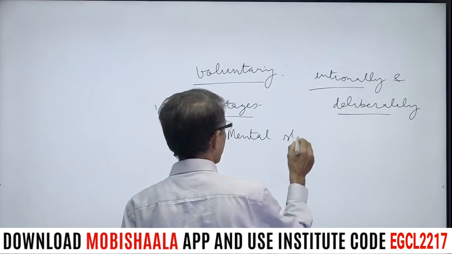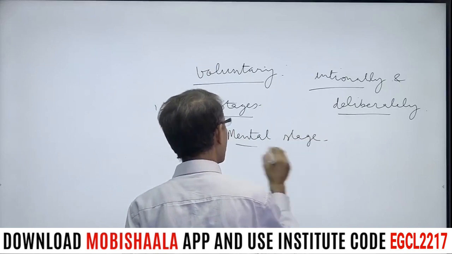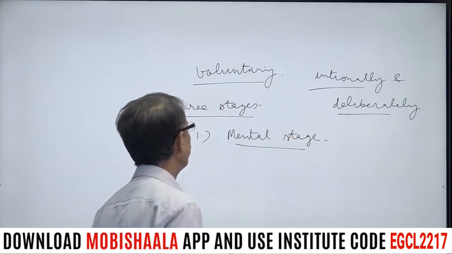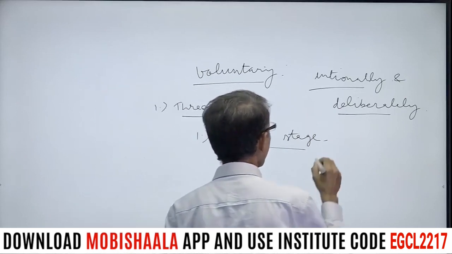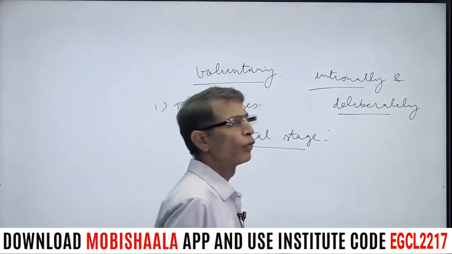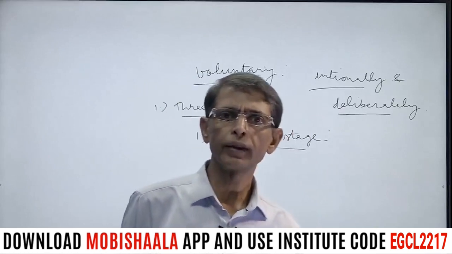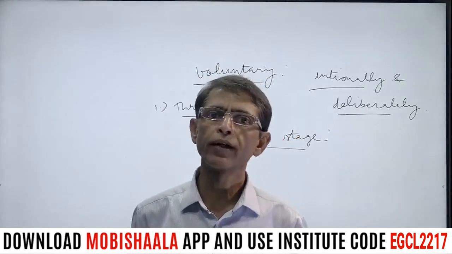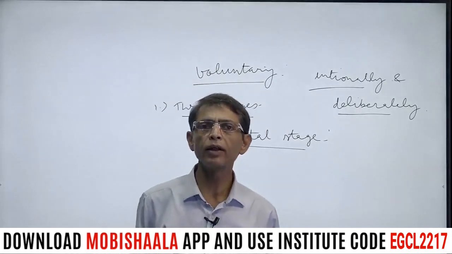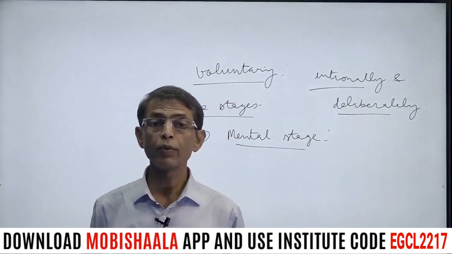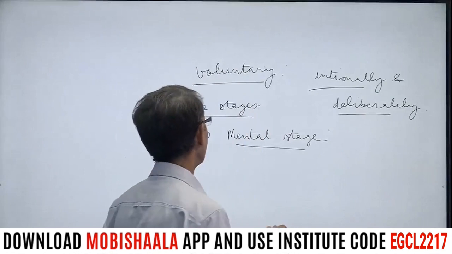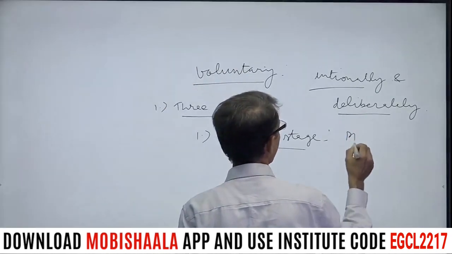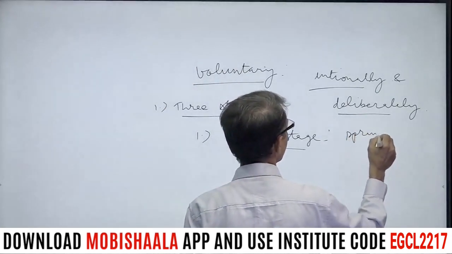This mental stage, just try to understand. The first thing, there is a kind of want. First there is a spring of action. Why is there a spring of action? This spring of action is because of want. Try to understand.